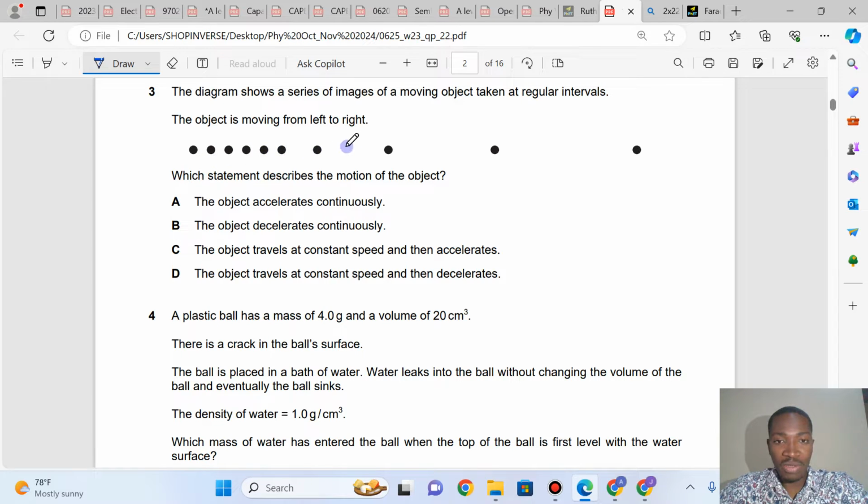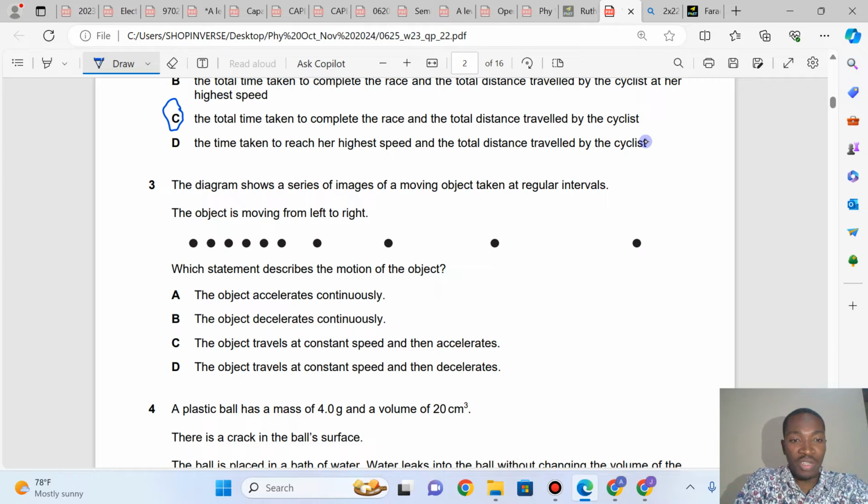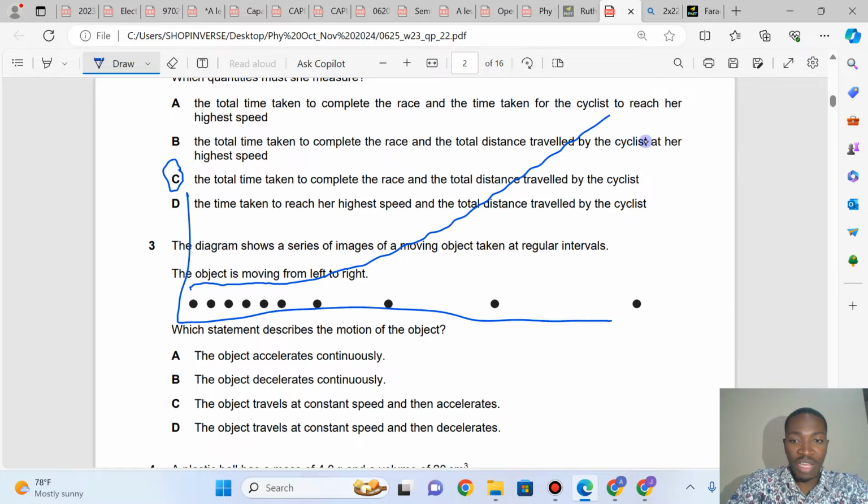And then the spacing began to increase. What can you conclude from here? You can conclude that this is a case of an object moving at a uniform speed, okay, then the object began to accelerate at dot 6. So uniform speed, then began to accelerate, and that is what we have here. If I were to plot the velocity-time graph, this is what the graph would look like. We have uniform speed from the beginning up to point 6, then the object began to accelerate.